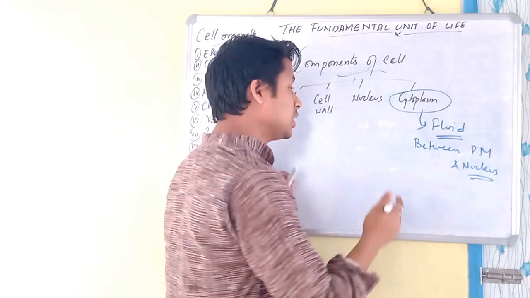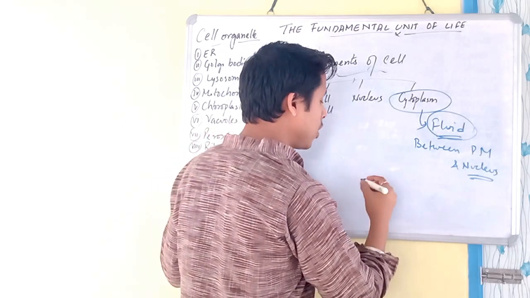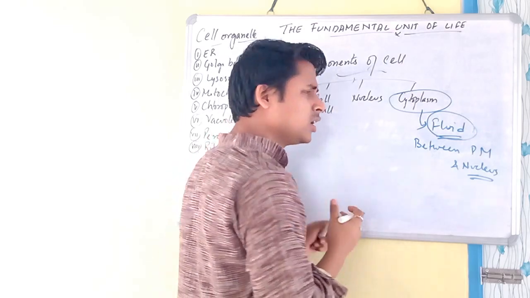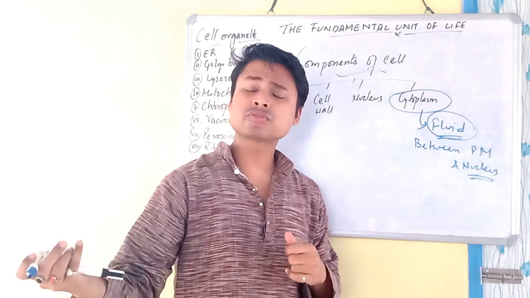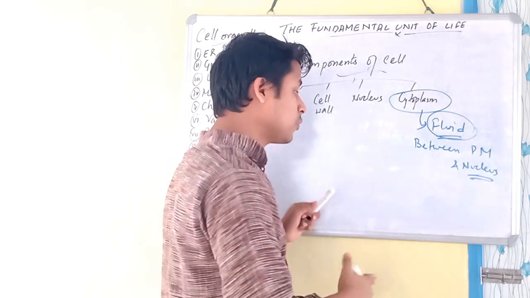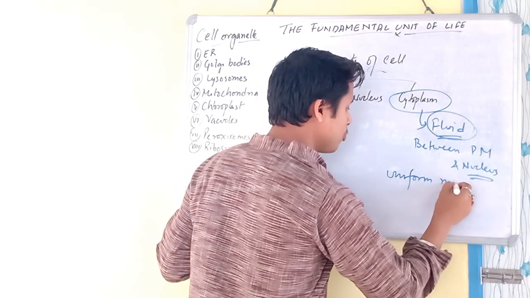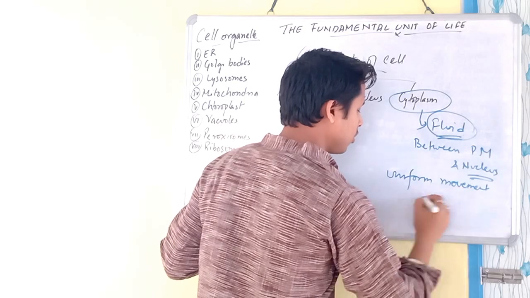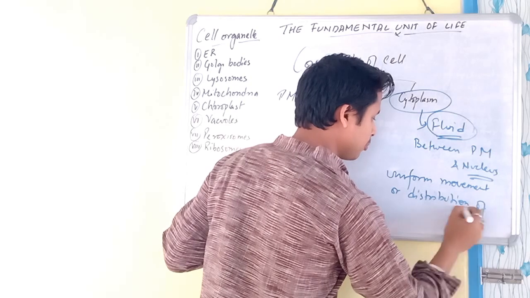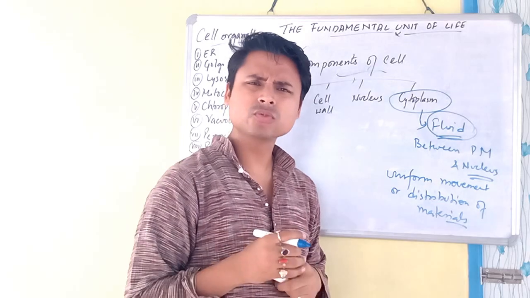This fluid is doing movement, and because of this movement, what happens? Whatever materials are present in the cytoplasm, the materials that come from the nucleus, the materials that come from the external environment of the cell through the plasma membrane, right? When they come, it does uniform movement or distribution of materials. Now, how and what uniform distribution?